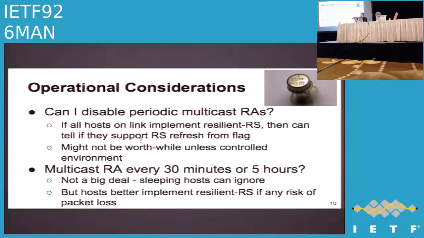Some questions: why can't I use it to completely disable periodic multicast RAs? And the summary is, that's probably not worthwhile, right? If you're sending out one multicast packet every few hours, and your network melts from that, I think you have other problems. You can potentially do this when you have a controlled deployment, meaning you know all of your hosts, and you know that they have to be certified to a particular standard, and hence I know they all support unicast RS refresh and resilient RS, and I never have to send any multicast RAs. So it doesn't really matter whether you say it's 30 minutes, 5 hours, whatever. Next.